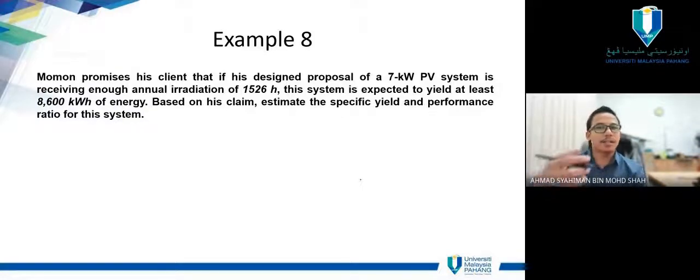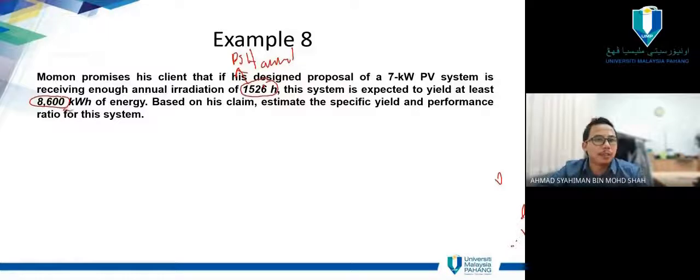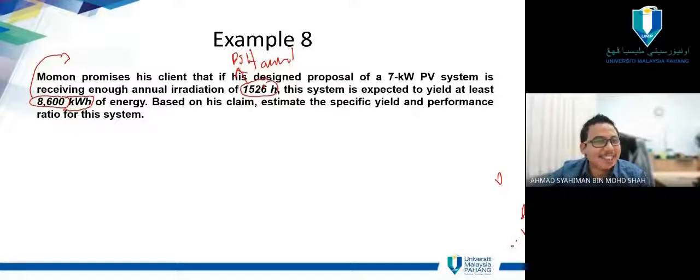Okay. Dekat sini dia bagi apa? Value apa yang dia bagi? Ni apa? Ni apa ni? 1526. PSH. Okay, ni PSH annual lah. Lepas tu ni apa? Sorry, tertinggal kilo aku. Ni nilai apa? Our module. 8,600 tu apa? 8,600 kilowatt hour tu nilai apa?